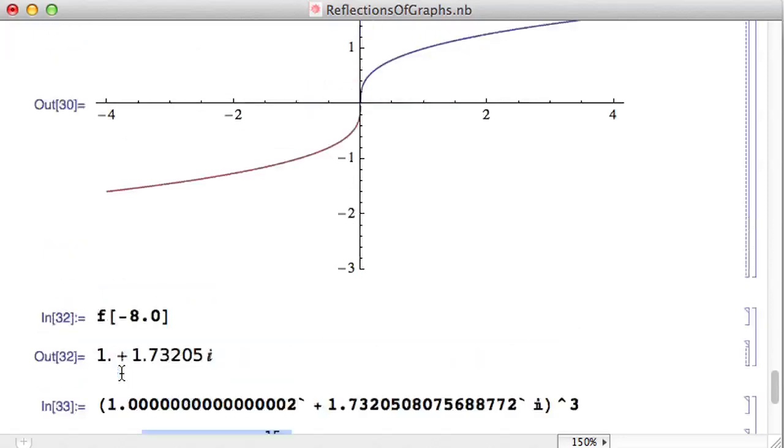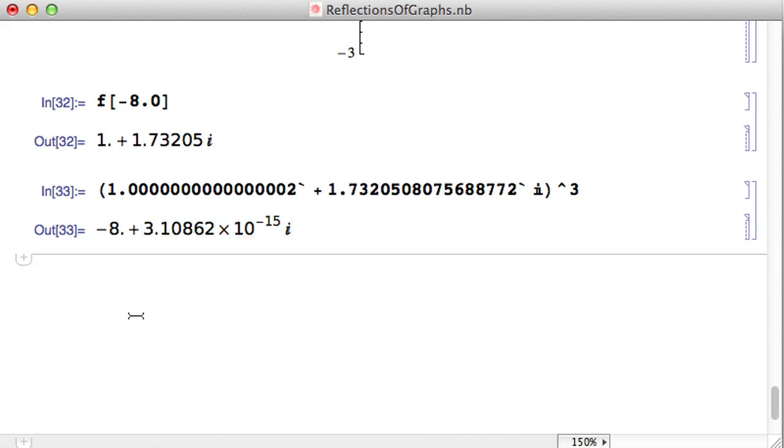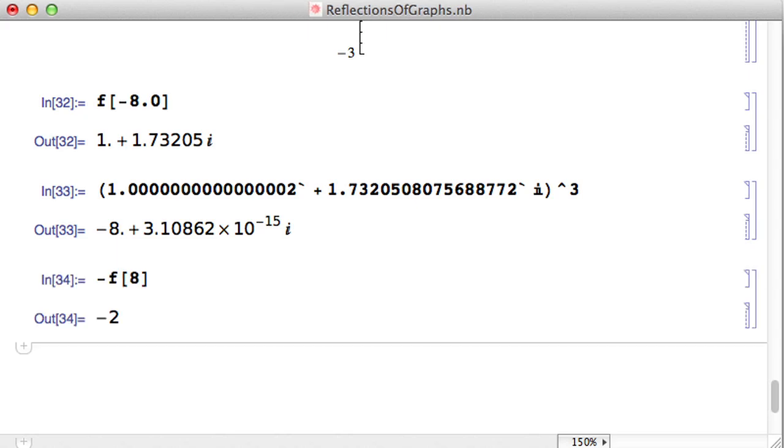But for right now, we know that this function is not behaving the way we expect it to behave, but we can get around it. If I want to evaluate f of negative 8, then what I have to do is evaluate minus f of 8. It's negative 2. Because for an odd function, we have this important property that f of minus x equals minus f of x.